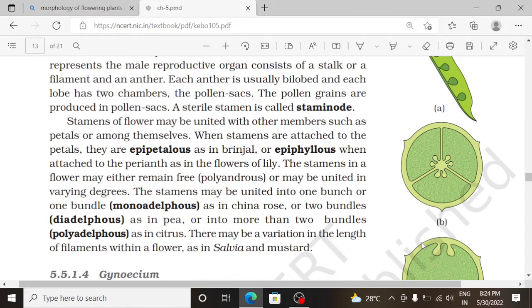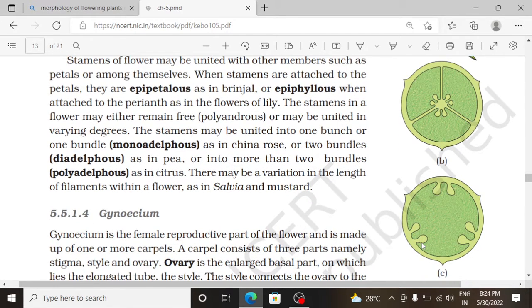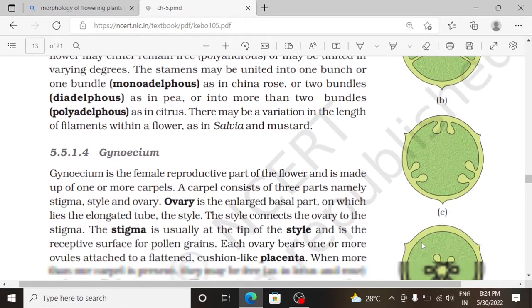Stamens of flower may be united with other members such as petals or among themselves. When stamens are attached to the petals, they are epipetalous, as in brinjal, or epiphyllous when attached to the perianth, as in the flowers of lily. The stamens in a flower may either remain free, polyandrous, or may be united in varying degrees. The stamens may be united into one bunch or one bundle, monoadelphous, as in China rose, or 2 bundles, diadelphous, as in pea, or in more than 2 bundles, polyadelphous, as in citrus. There may be a variation in the length of filaments within a flower, as in salvia and mustard.